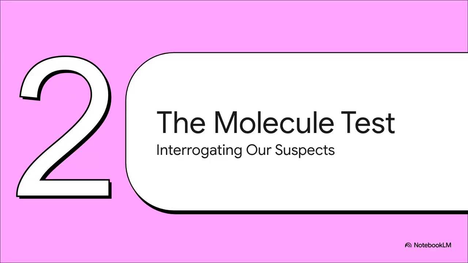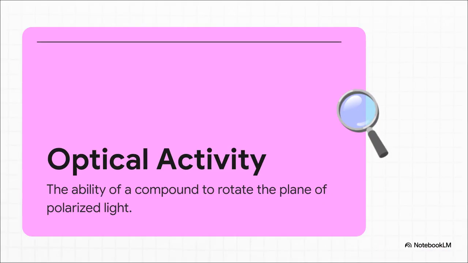All right, now we've got our special tool, this plane polarized light. So it's time to put our mystery molecules to the test. We use this nifty device called a polarimeter, which basically just lets us shine our special light beam right through a sample of the molecule we're curious about. So what are we hoping to see? We're looking for something called optical activity. And all that really means is, does the substance have the power to grab that nice, neat plane of light and give it a twist?